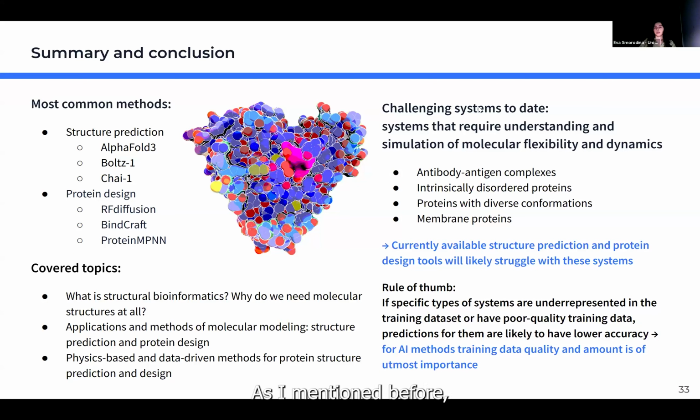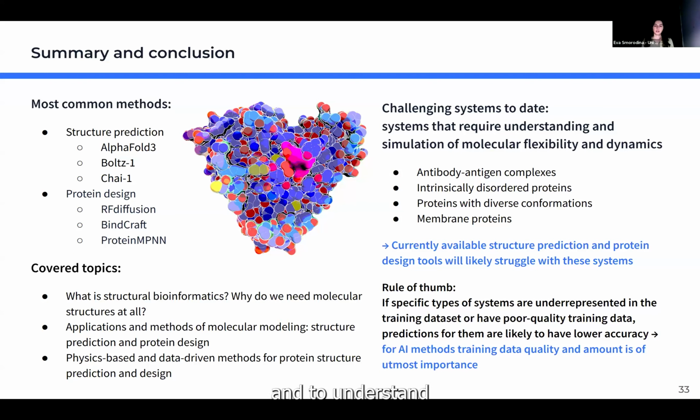As I mentioned before, challenging systems include those that involve disordered and flexible regions. Also, another type of challenging systems are those that are currently underrepresented in the Protein Data Bank. As I mentioned before, AI models and data-driven models in general heavily rely on the training dataset. So if there are some types of systems, for example, lipids, that are underrepresented in the training dataset, then the model will not be able to predict them accurately.